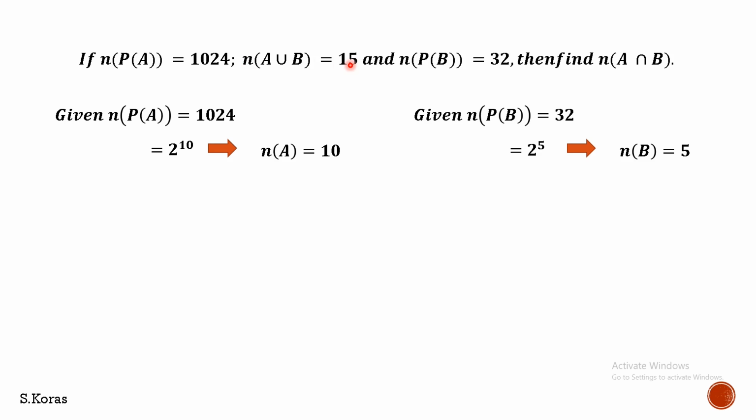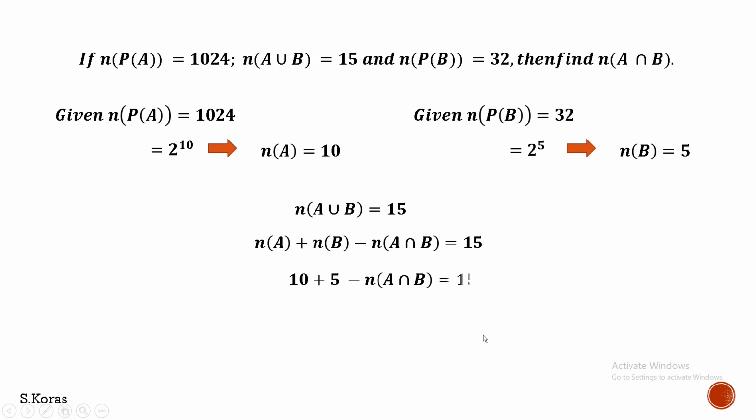So let us apply the formula of n of A union B. n of A union B is nothing but n of A plus n of B minus n of A intersection B. And that n of A union B value is given as 15. Now for n of A we can write 10, for n of B we can write 5. So 10 plus 5 minus n of A intersection B is equal to 15. So 10 plus 5 is 15. 15 minus 15 will give us 0, and if the minus goes that side it will become plus. So n of A intersection B is nothing but 15 minus 15, that is 0. So the number of elements common to A and B is 0.